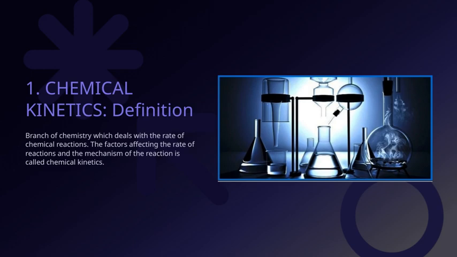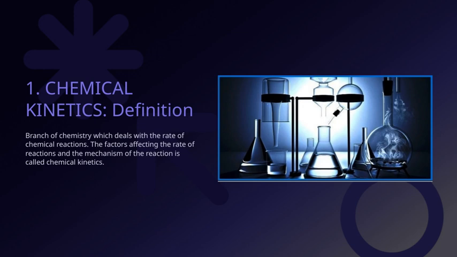Today, we're diving into chemical kinetics, which is a fascinating branch of chemistry focused on understanding how fast reactions happen. Essentially, it looks at the rate or speed of chemical reactions and what influences that speed. We explore factors like temperature, concentration, catalysts, and surface area, all of which can speed up or slow down reactions. Furthermore, chemical kinetics also examines the mechanism of reactions, meaning the step-by-step process that molecules undergo during a reaction. By understanding these mechanisms, we can better predict reaction behavior and even control it for practical applications.